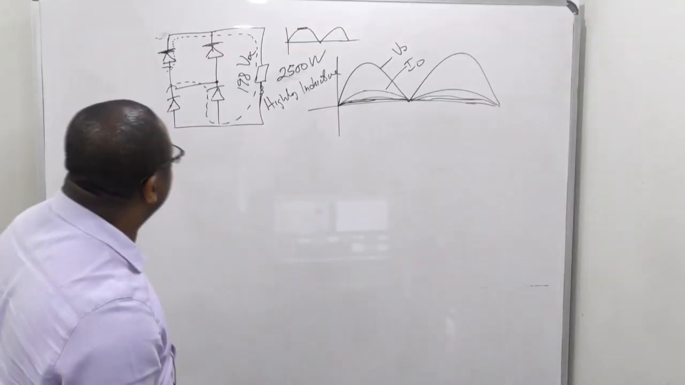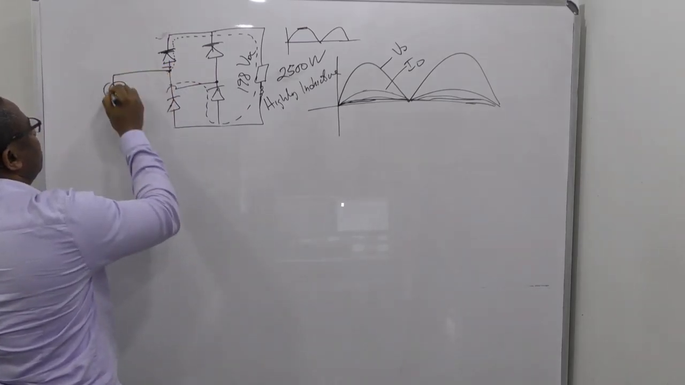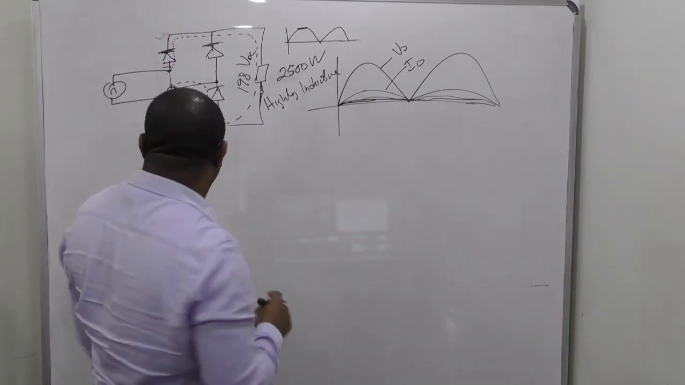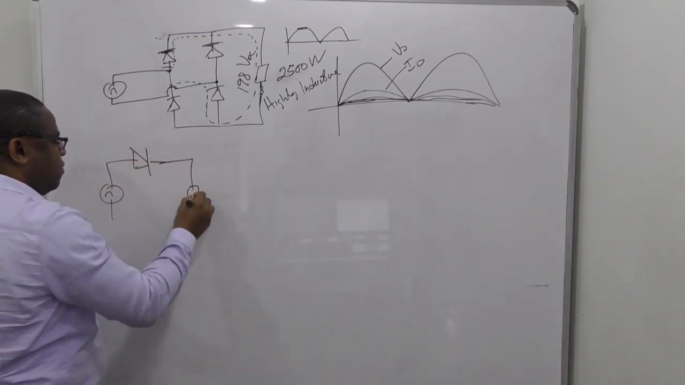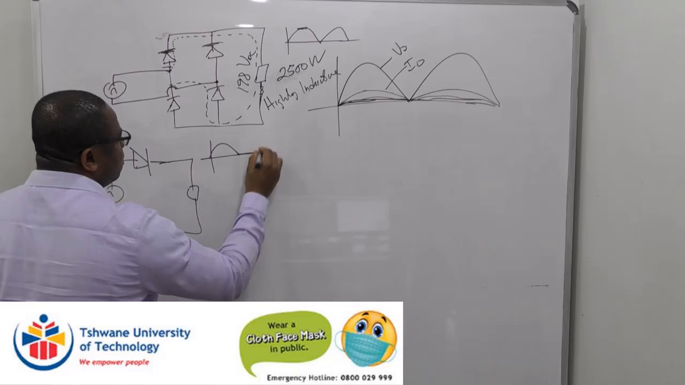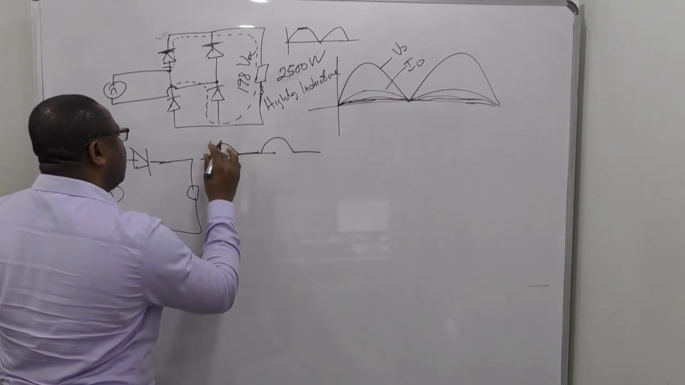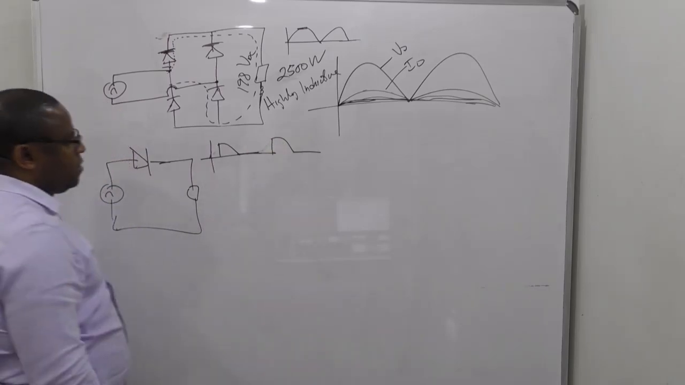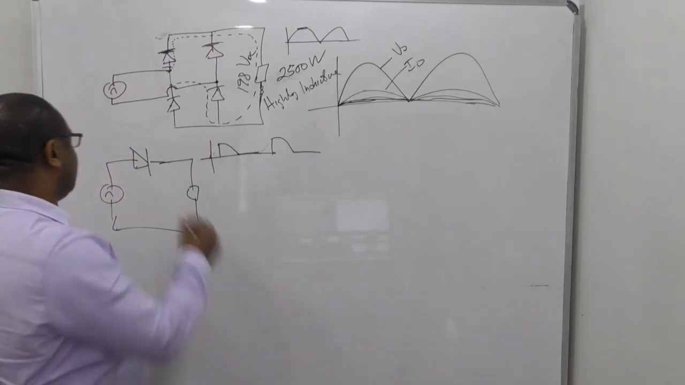Alright, so let's look at the controlled rectifier. If you have a single diode connected to that load, we know that the output will look like this: positive, then 0. What if I want to chop off part of this, to decrease the average value? I need to replace this diode with a thyristor.